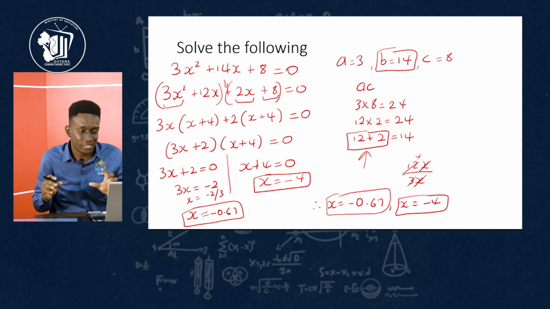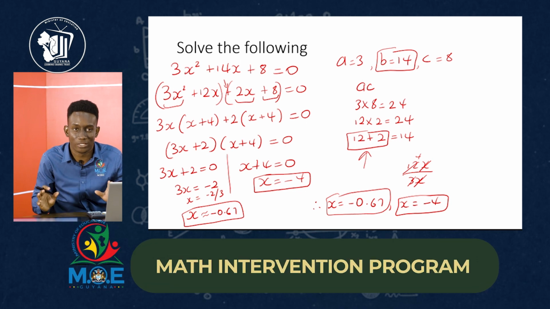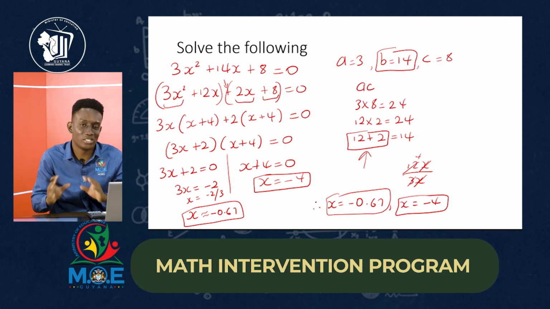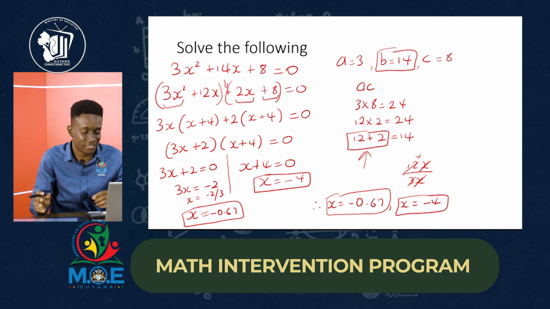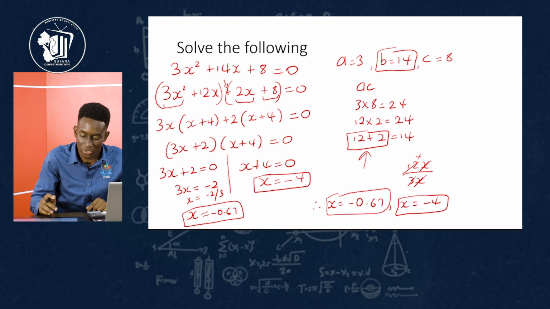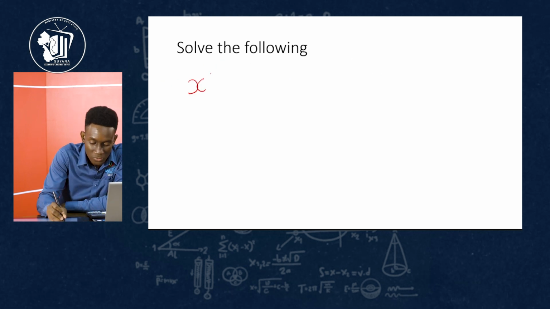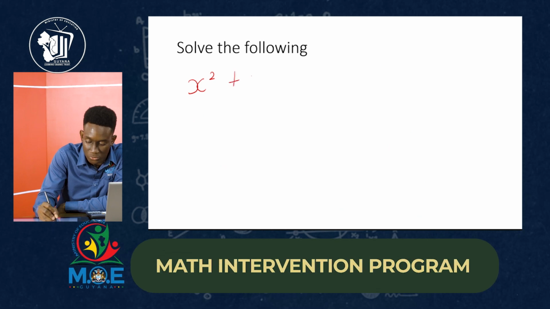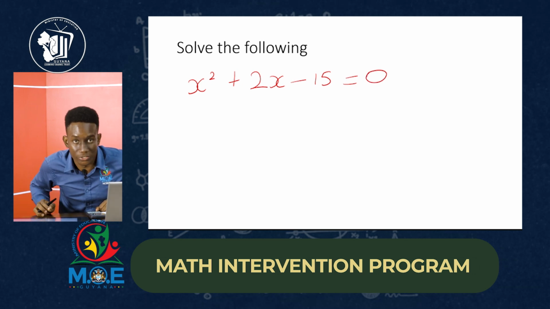So one thing we notice is when we solve quadratics, we would normally get two values for x. So that's one thing we want to pick up on. When you finish solving a quadratic, we get two values for x. So with that, I'll leave this one for you to practice on your own. So you want to solve this: x squared plus 2x minus 15 is equal to 0. Solve this equation.